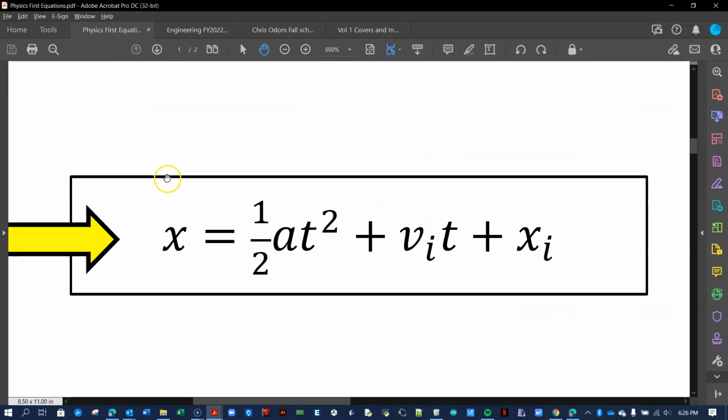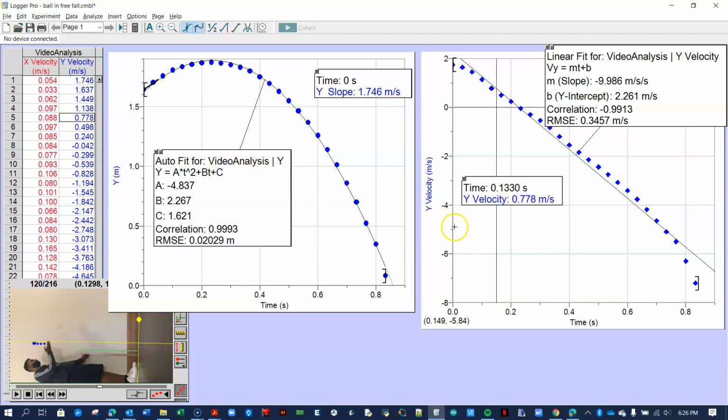Okay, so let's take a look at what the initial position is. If we look at this guy here, the initial position is the coefficient without a t attached to it. So it's just the plain constant. So here's our equation, y equals at squared plus bt plus c. So c must be our initial position, 1.6 meters. In other words, as soon as we start collecting data, the ball is 1.62 meters above the ground.